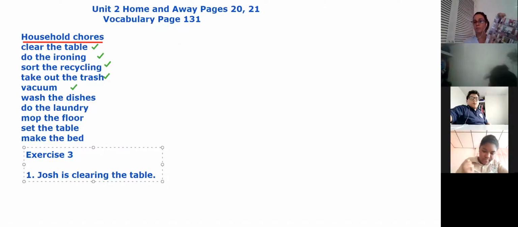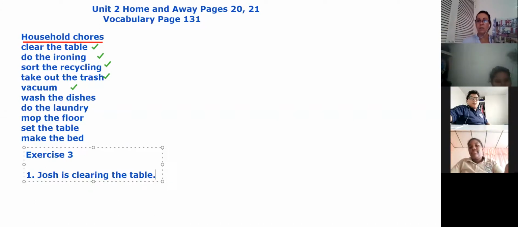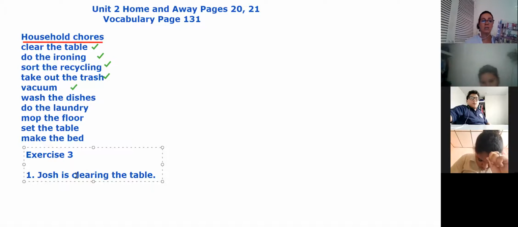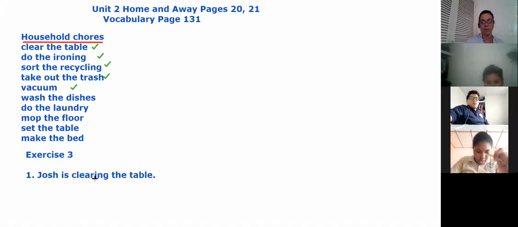Remember, in the picture, we had Linda was setting the table. She was putting the plates, knives, the dishes on the table. Okay? So now, what is he going to do? He's going to clear the table. They finished eating, so he's going to clear the table. So Josh is clearing the table. This is what you have to fill in. It is filled in already.